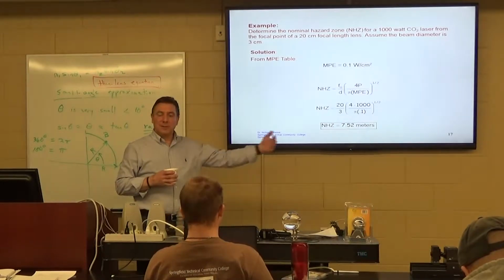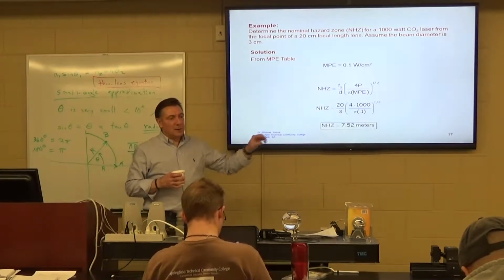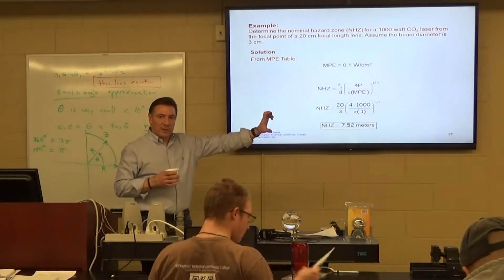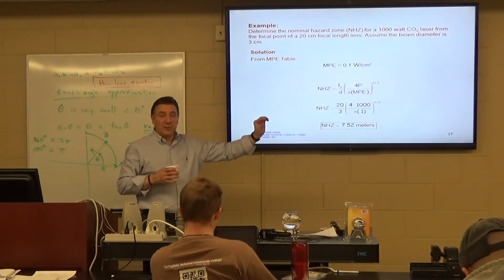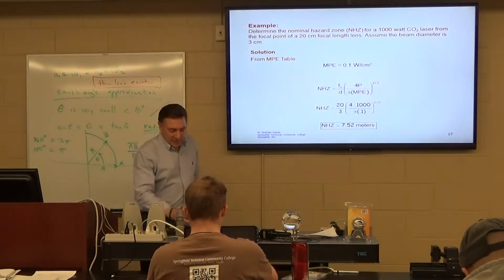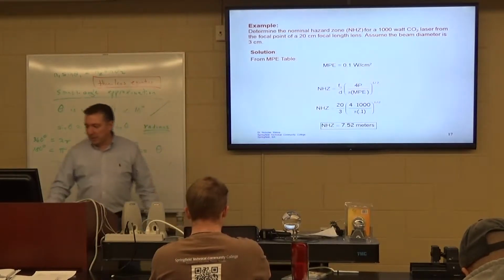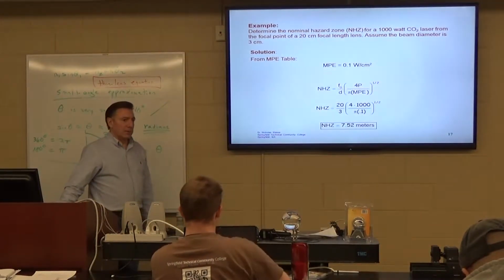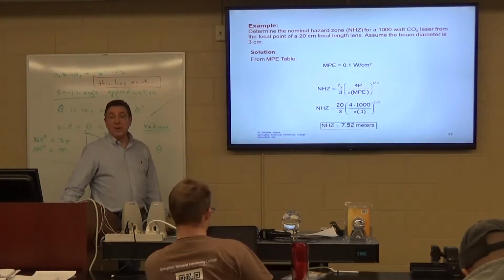How far away do you have to be? What happens to the beam as it travels a certain distance and spreads out? Basically, the irradiance goes down because the beam is getting bigger. So this is a typical calculation that, if you're working with an industrial laser, you should be concerned with.